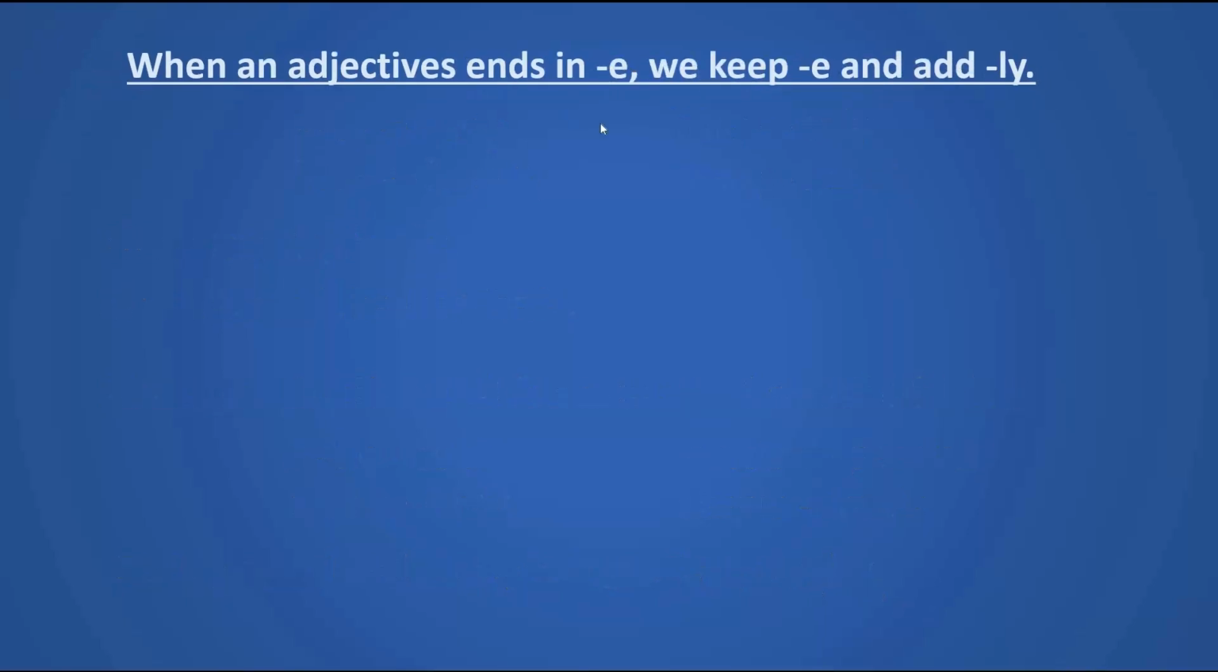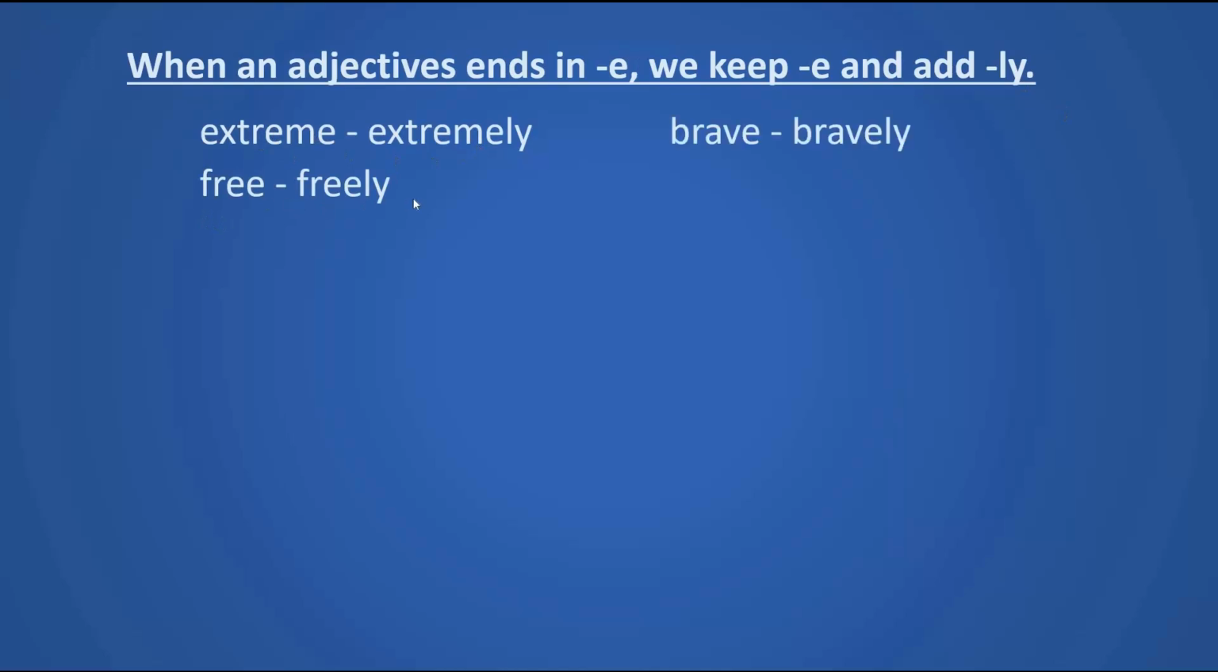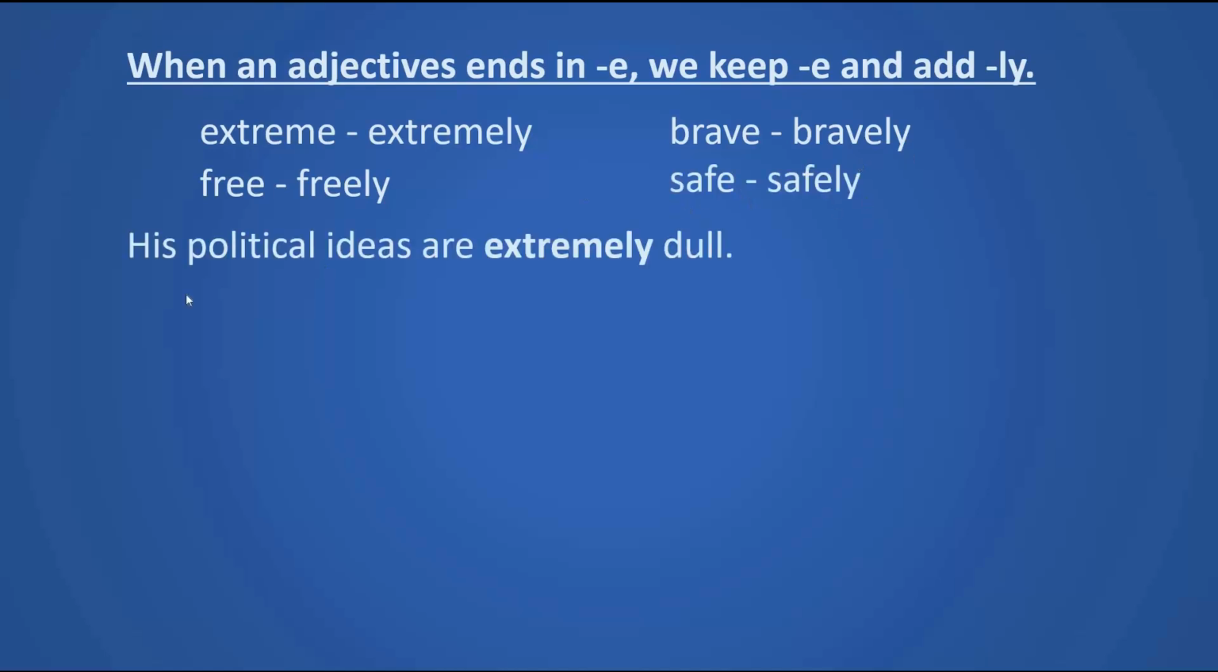When an adjective ends in e, we keep e and add ly. Example, extreme, extremely. Free, freely. Brave, bravely. Safe, safely. His political ideas are extremely dull. Our army fought bravely.